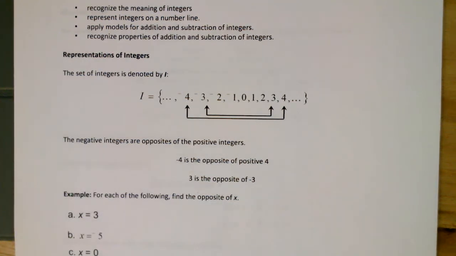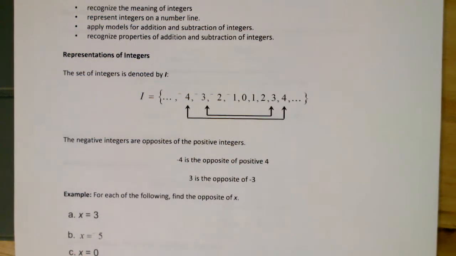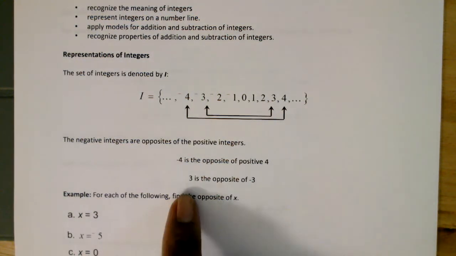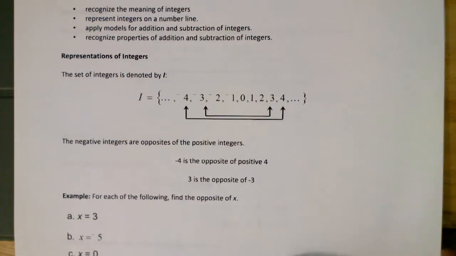And of course, the negative integers are going to be opposites of the positive integers. Like, for example, -4 is going to be the opposite of +4. And also 3 is the opposite of -3.